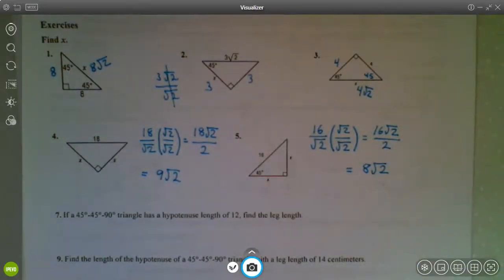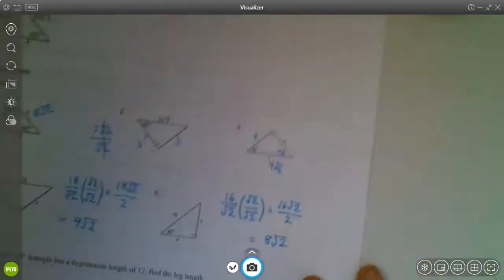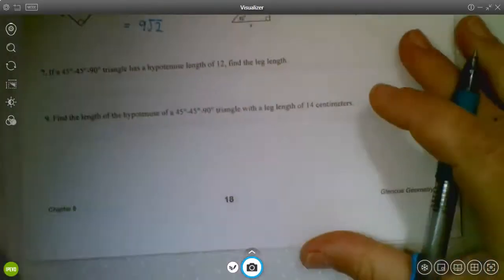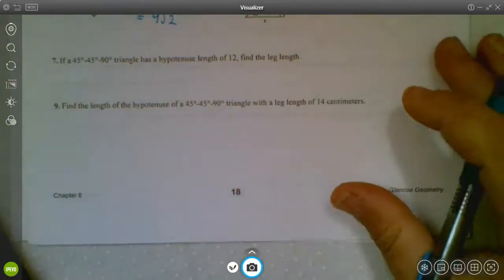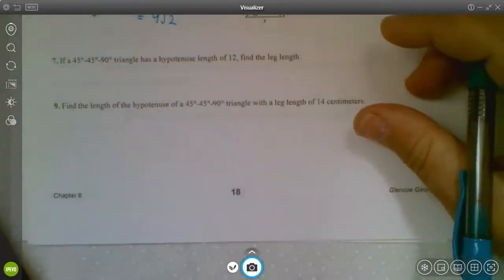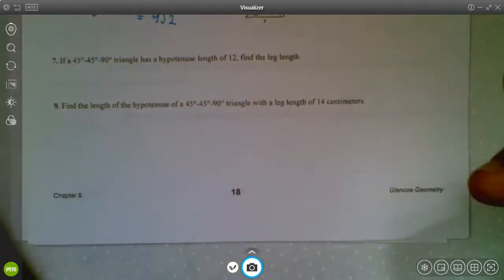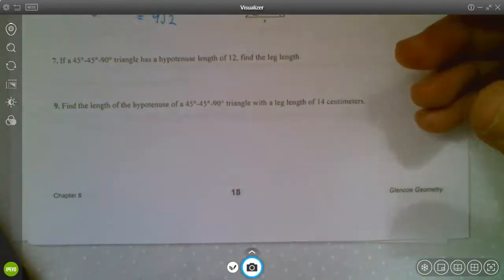And that's the way we want to write that answer. Okay, 2 more. And we'll be done with part 1 here. All right, so we got a 45, 45, 90. Hypotenuse is 12. Find the leg.